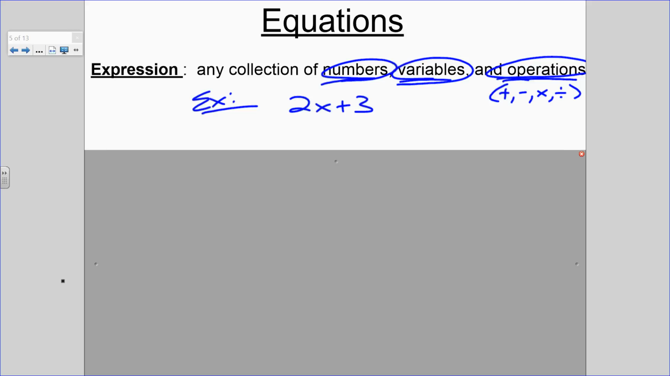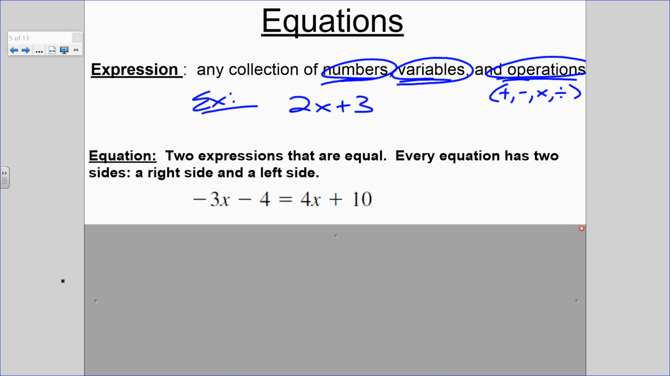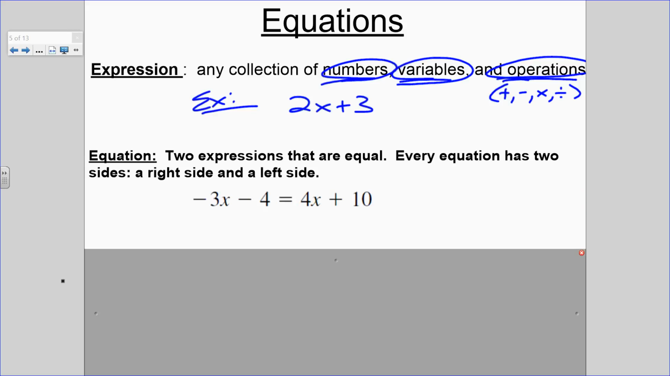Beautiful. Now let's define an equation. Look at this. We know what an expression is now. It's a collection of numbers, variables, operations. Now look at the definition of an equation: 2 expressions that are equal. That makes sense. Every equation has 2 sides, the right side and the left side. Boom. I'm going to write that down. Left side, whatever's on the left of the equal sign, and right side. Pretty straightforward.